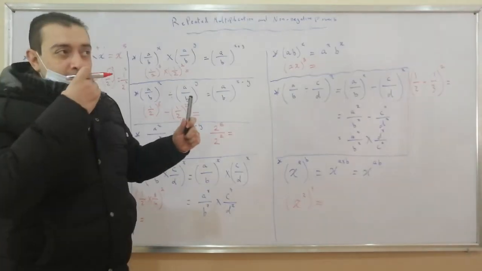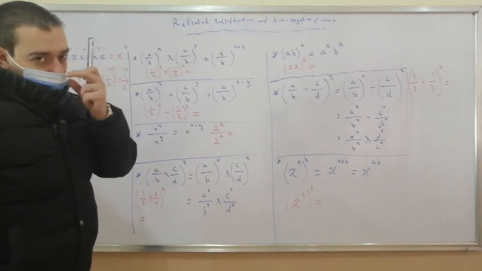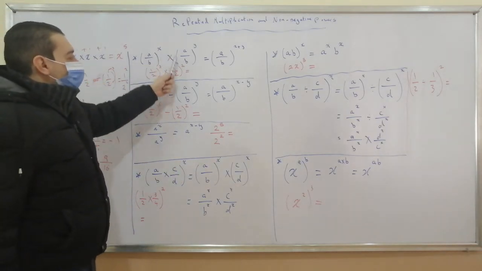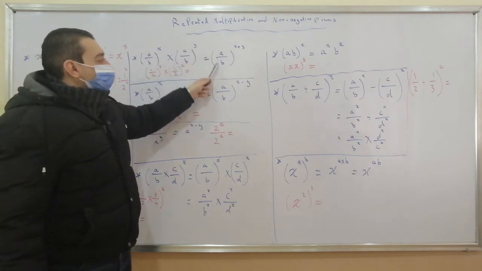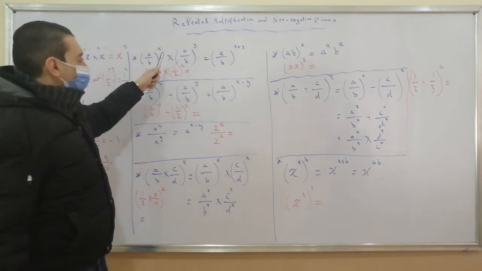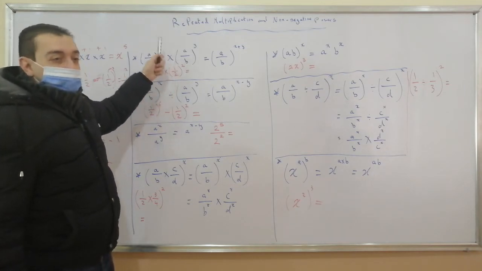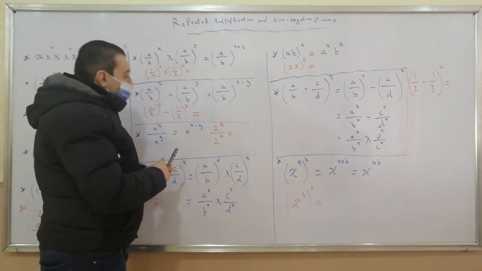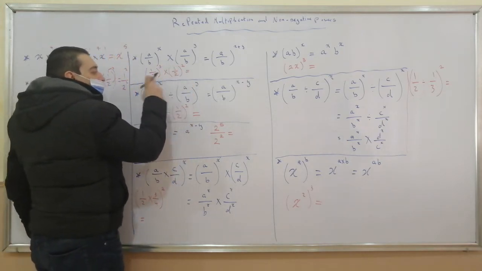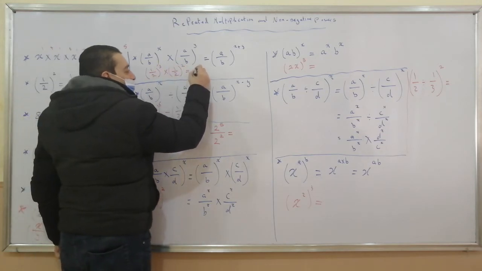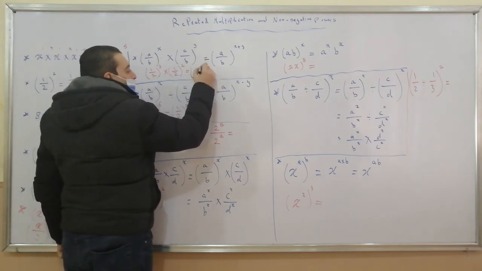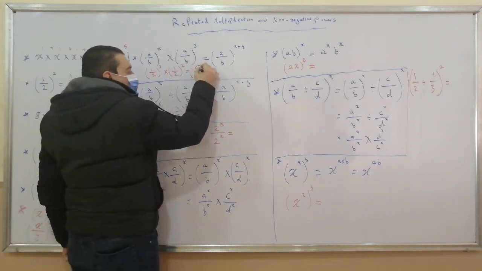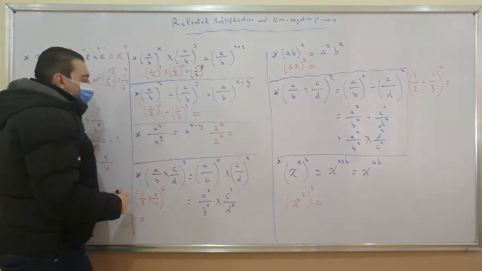Here are some rules for how to deal with the powers. A over b power x times a over b power y equals a over b all power x plus y. Since we multiply with the same base, we add the powers. For example, 1 over 2 all power 3 times 1 over 2 all power 2. Here we are multiplying with the same base, we add the powers. This is equal 1 over 2 all power 3 plus 2 equals 5. And of course we are going to distribute the power all over the bracket.